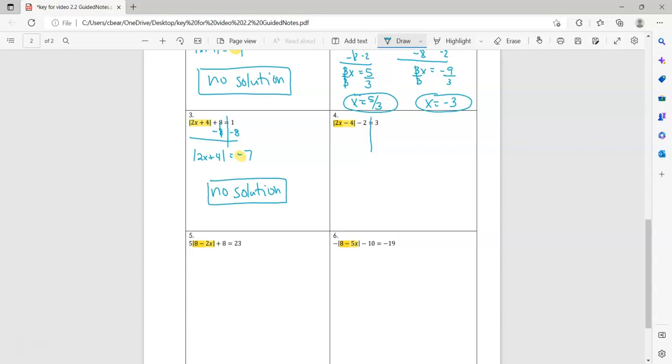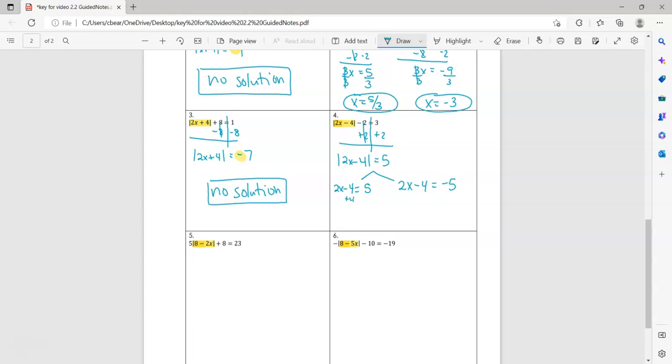All right, for the next one, I've got that minus 2 that is not a part of the absolute value, so I need to add 2 to get that to the other side. And I get absolute value of 2x minus 4 equals 5. And since that absolute value equals a positive number, we are allowed to write our two equations. So 2x minus 4 is equal to positive 5. That's 5 on the right side of the 0. And then 2x minus 4 equals negative 5. That would be the value of x that makes that true on the left side.